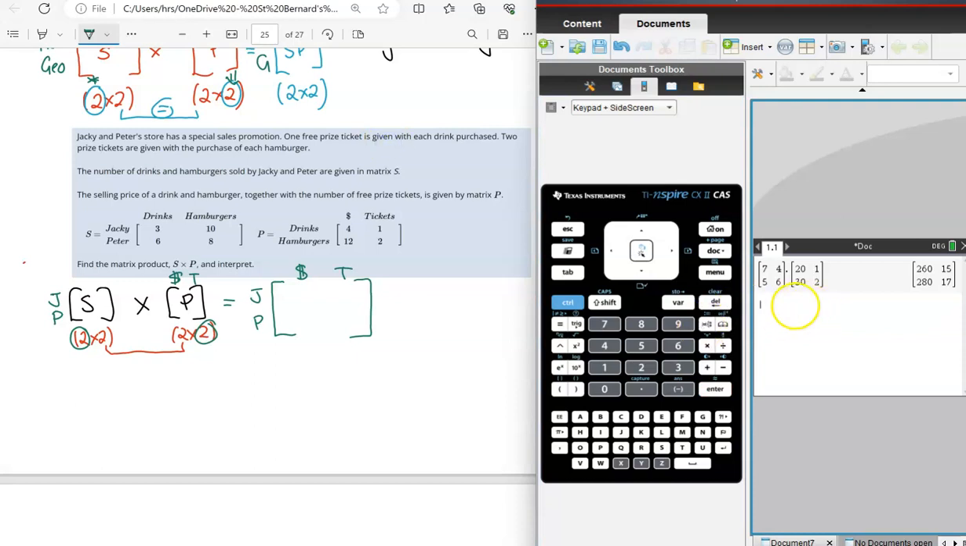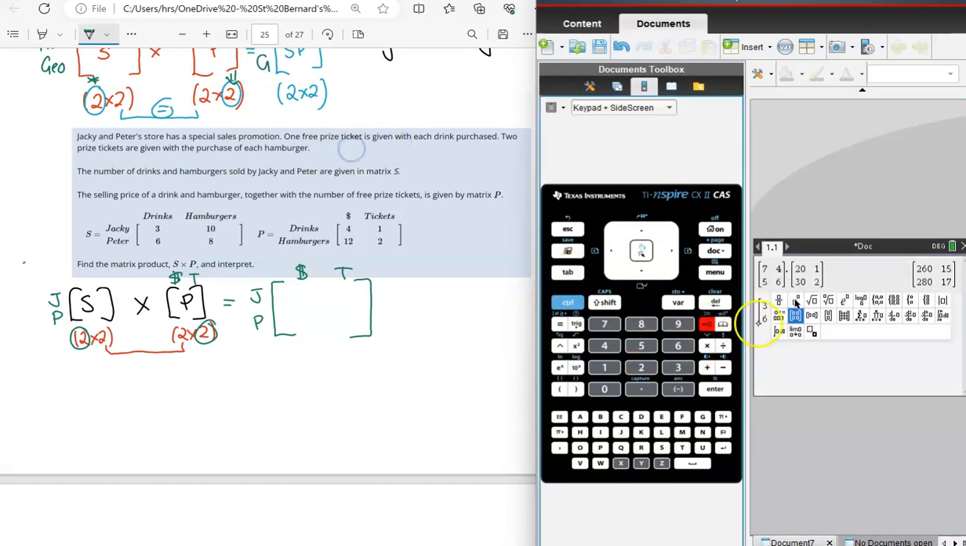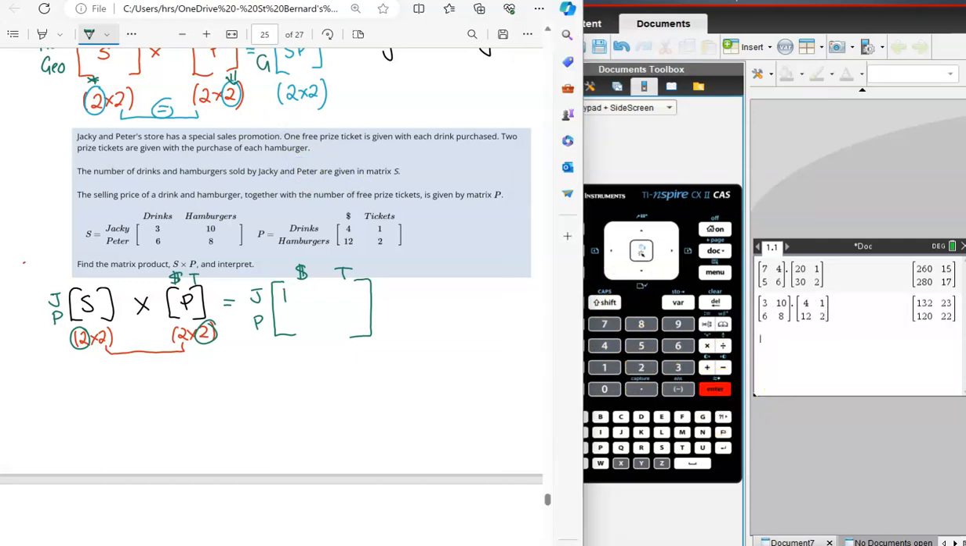So we can just do it on the calculator again. So we'll go over here on my calculator and I'm going to type that one in. So 3, 10, 6 and 8, and multiplied by the other one. So 4, 1, 12 and 2. So press enter. So we end up with 132, 120 and 23 and 22.